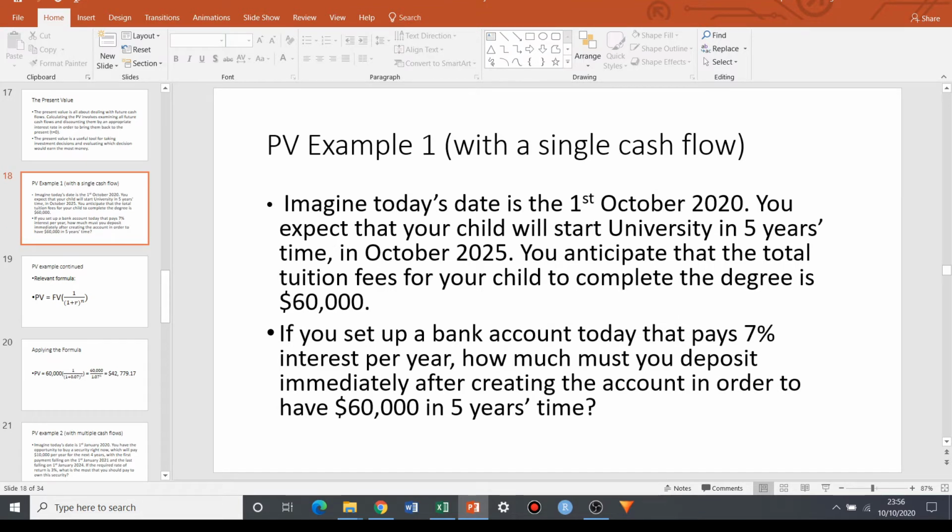And so to help you understand how the present value works, I thought it would be good to go through an example. So let's imagine today's date is the 1st of October 2020, and you expect that your child will start university in 5 years' time in October 2025. You anticipate that the total tuition fees for your child to complete the degree is $60,000. If you set up a bank account today that pays 7% interest per year, how much must you deposit immediately after creating the account in order to have $60,000 in 5 years' time?